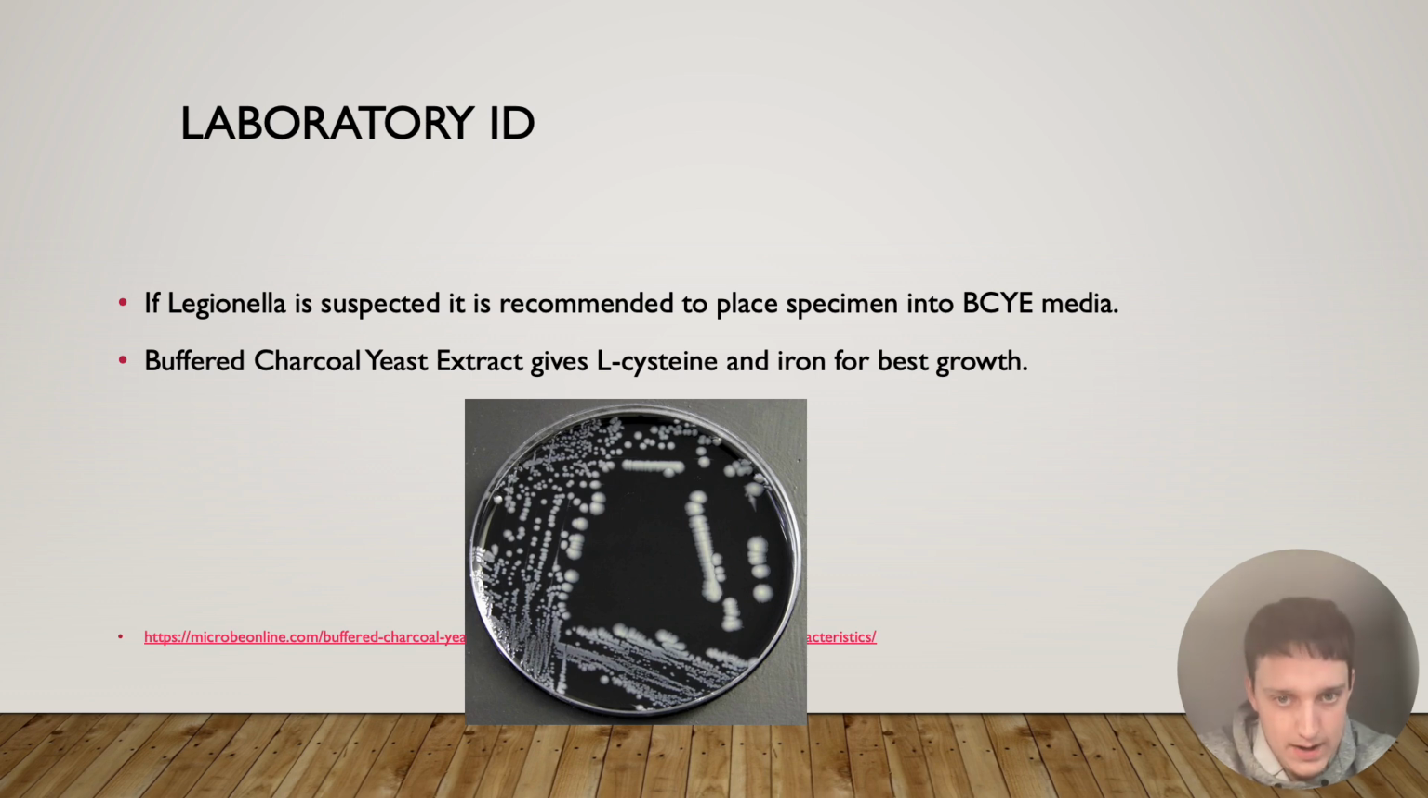As far as your identification, it's recommended that if Legionella is suspected, you put it onto BCYE media. That stands for buffered charcoal yeast extract. It's going to provide L-cysteine and iron for the best growth. It's very selective for Legionella, and it should grow all, I think, 16 serogroups. As you can see, big white colonies on here.